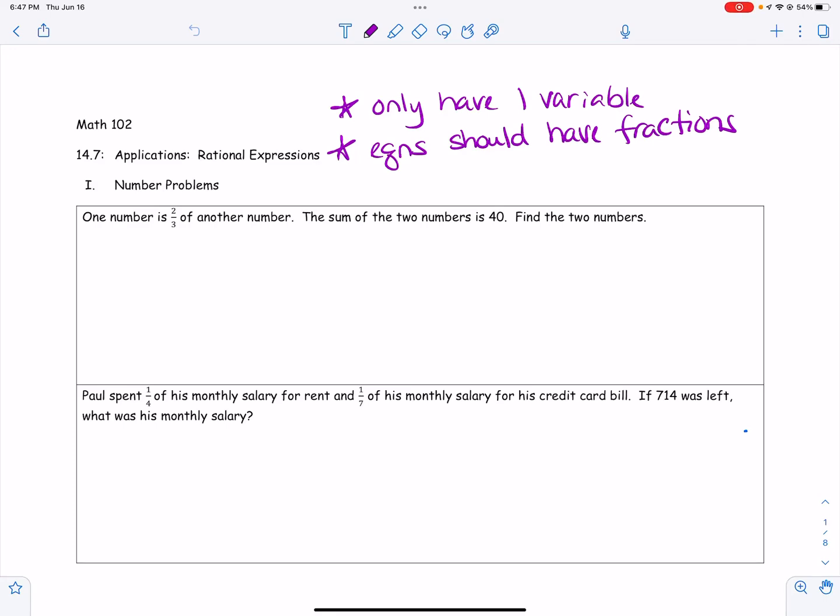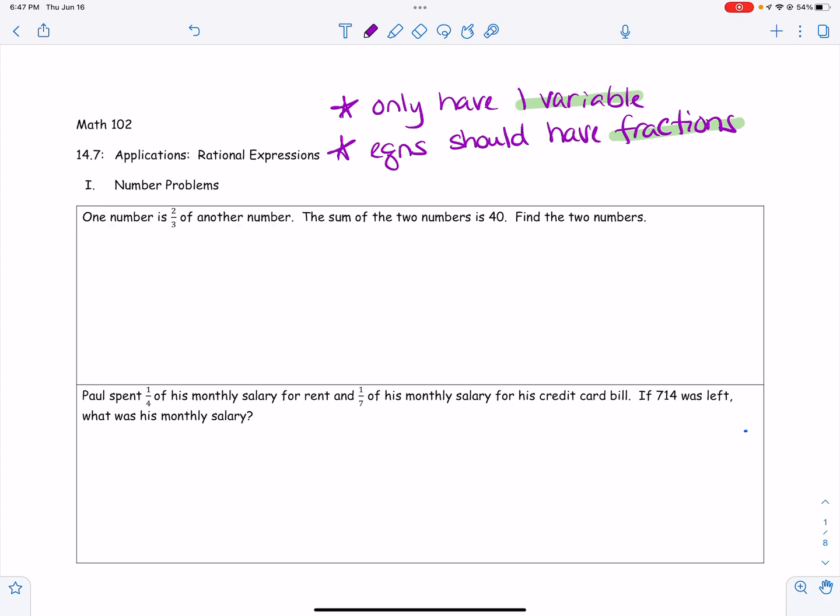All right, we're going to do 14.7, and I'm going to break 14.7 into several separate sections. We're going to start with number problems. And so it's always best to remember that when you do these problems, you are only going to have one variable, and your equation should have fractions, since that's what we're focusing on in rational expressions.